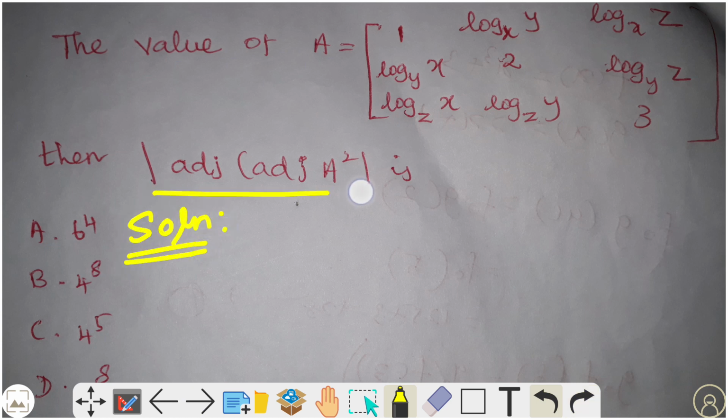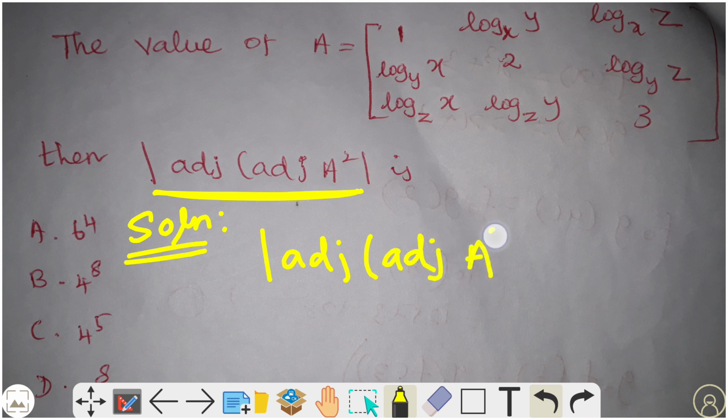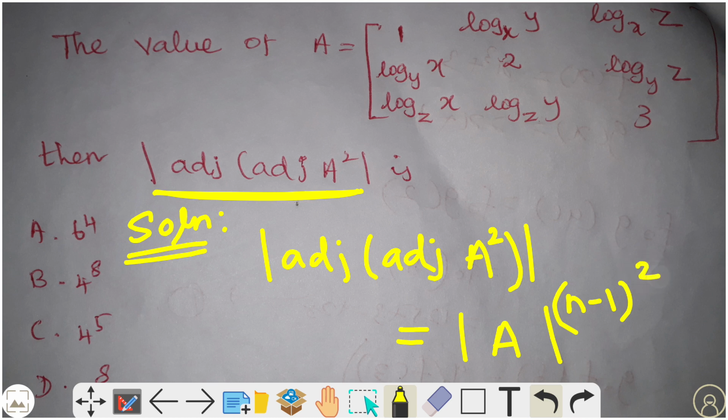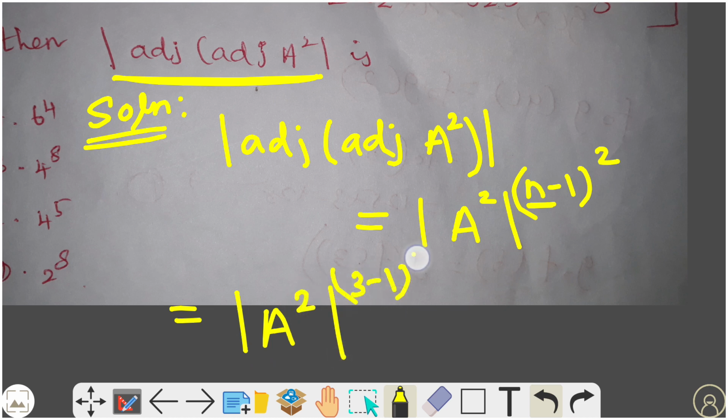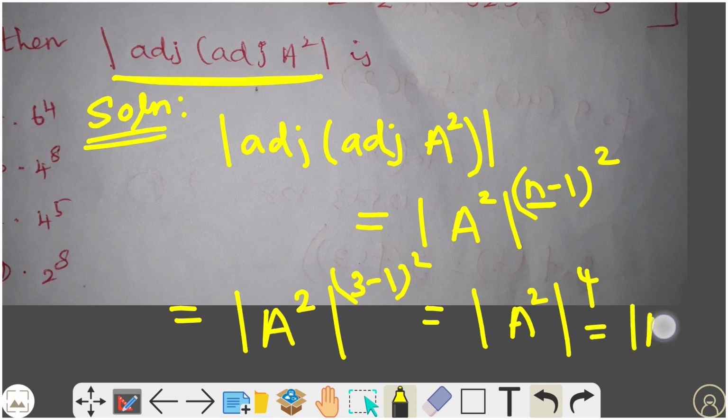Okay, so just look here. The determinant of adjoint of A squared. We know the formula for the adjoint of any matrix: modulus of A to the power n minus 1, the whole squared. Here n is the order of the matrix, that is a 3 cross 3 matrix. So A squared, 3 minus 1, the whole squared. Modulus of determinant of A squared, whole power 4. So determinant of A power 8.